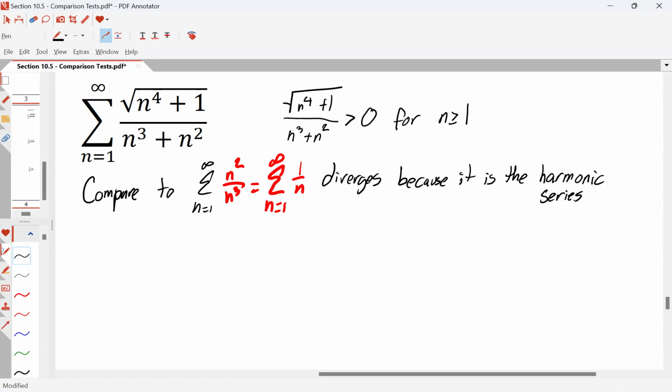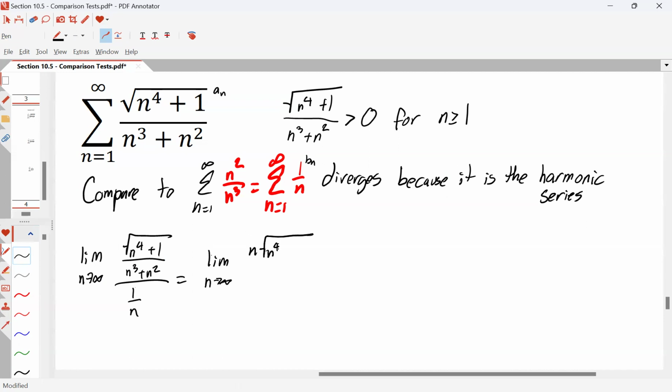We're comparing to 1 over n. The limit comparison test tells us to take the limit of our sequence an over our sequence bn, 1 over n. Keep change flip gives us the limit as n goes to infinity of n times the square root of n to the fourth plus 1, all over n cubed plus n squared.